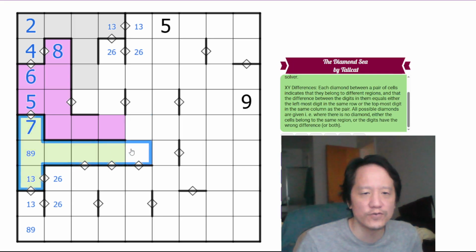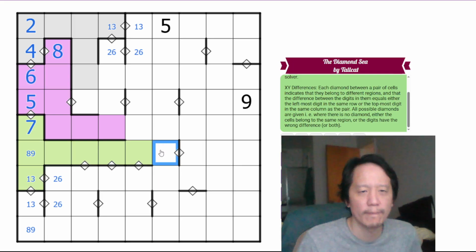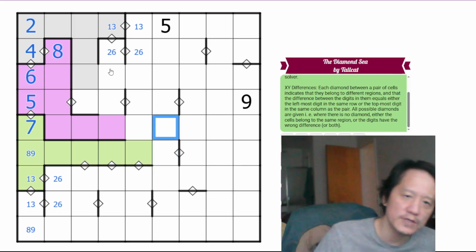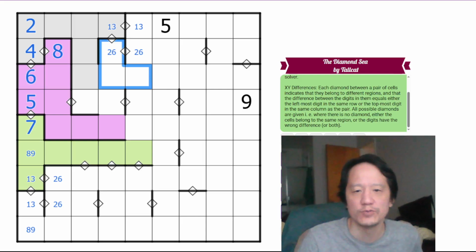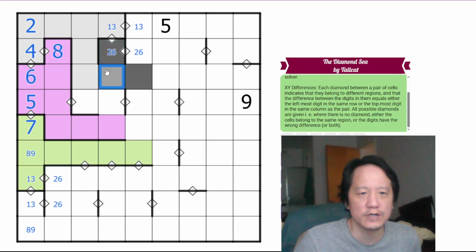This is 1, 2, 3, 4, 5, 6, 7. This is a separate region. It needs to go somewhere. So we're going to make that dark, I guess. And then this light has to go somewhere. Wait, 1, 2, 3, 4, 5, 6, 7, 8, 9. Okay, so this is the full region here.